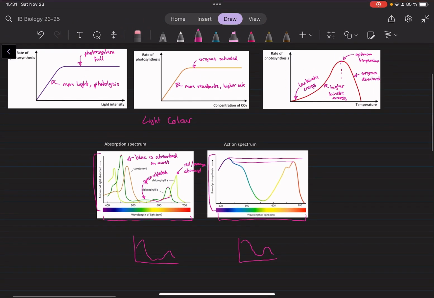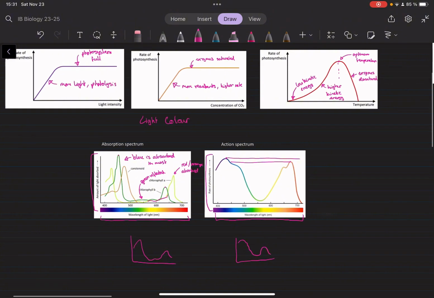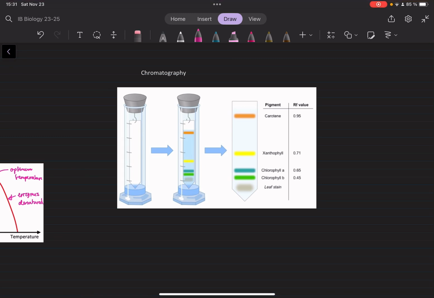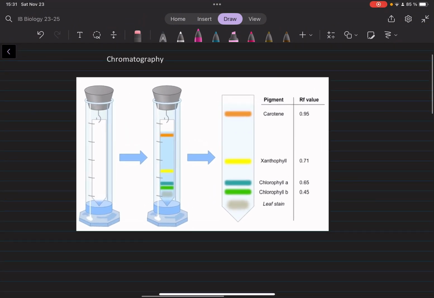And the last thing about photosynthesis, I'm sorry if that was really long-winded, I didn't mean for it to be, but that's that session. The last thing is chromatography. In chromatography, super easy, scientists use it to distinguish between the different pigments in a leaf or in a plant. As you can see here, you've got carotene, which is orange, xanthophyll, chlorophyll A, and chlorophyll B, and they move from the bottom up.